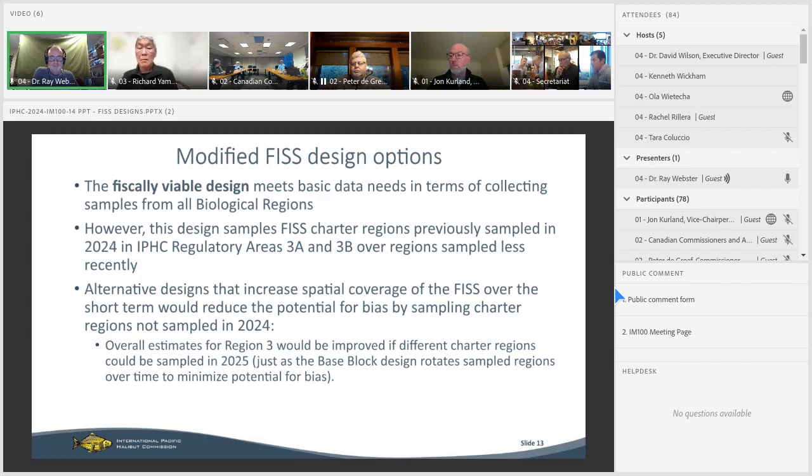Alternative designs that increase spatial coverage of the FIS over the short term would reduce the potential for bias by sampling charter regions not sampled in 2024. This is similar to how the base block design operates. If we can't sample everything in 1 year, let's try to do it over as short a period of time as possible, 2 to 3 years or 5 years if we include lower density regulatory areas. So overall estimates for region 3 would be improved if different charter regions could be sampled in 2025 than those we sampled in 2024.